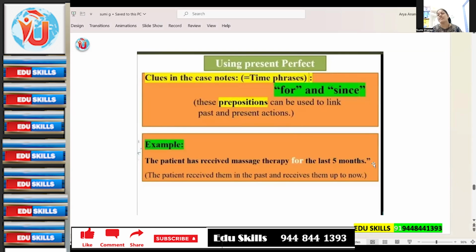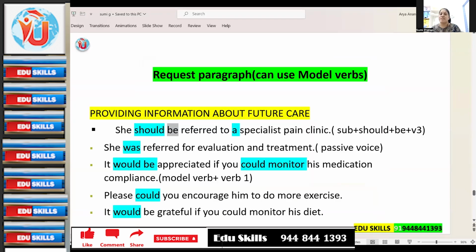Okay, for 5 months he is on this massage therapy. In that situation, we can use "for". Since 2006, we can write 2016 or whatever is given in the case notes; we have to follow that. Then the final one is not in our list, but I am still explaining it: the request paragraph.